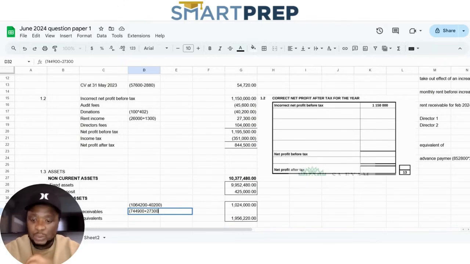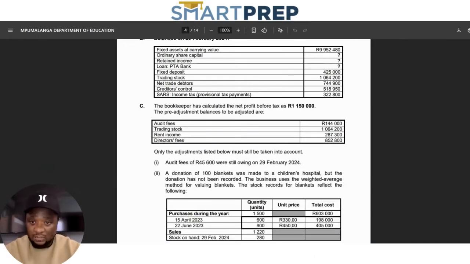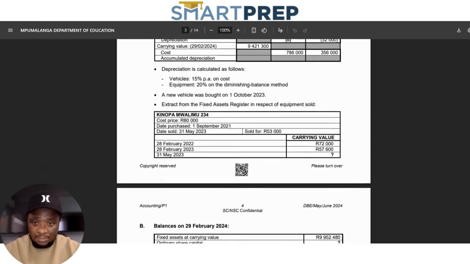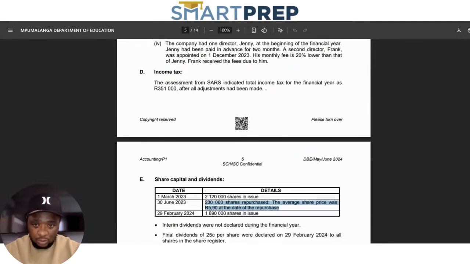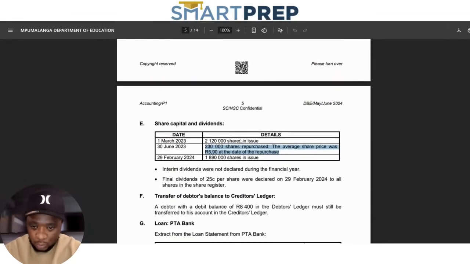The other thing that we need to consider for trade and other receivables is prepaid expenses. And remember, from the calculation we did for directors' fees, there was one director that was paid 104,000 in advance. So that also adds into our trade and other receivables. And then let's look at the other information that maybe we have not yet considered. So A, B, not so much. C, I think we've gone through that information, and then we have the income tax information, which we're happy with. Oh, and then there's this information here.